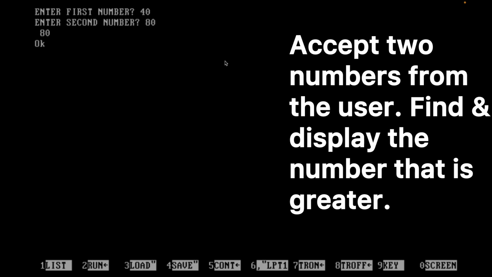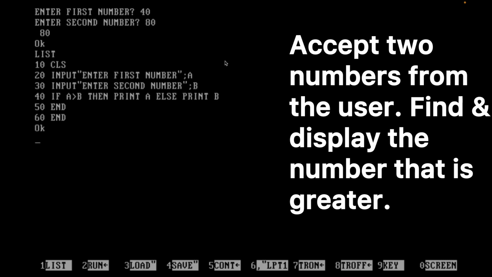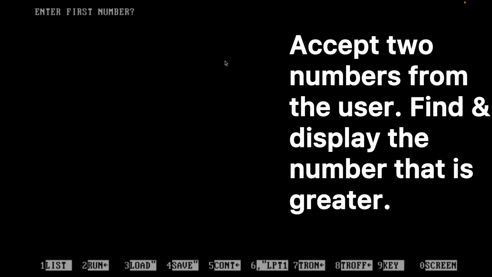80 is showing. Now again we will run the program, list it, and then run the program. Let's check. This time first number will give bigger, let's say 75, and we'll give the second number, say 47. Let's see which is the greater one. So it's displaying the greater one.